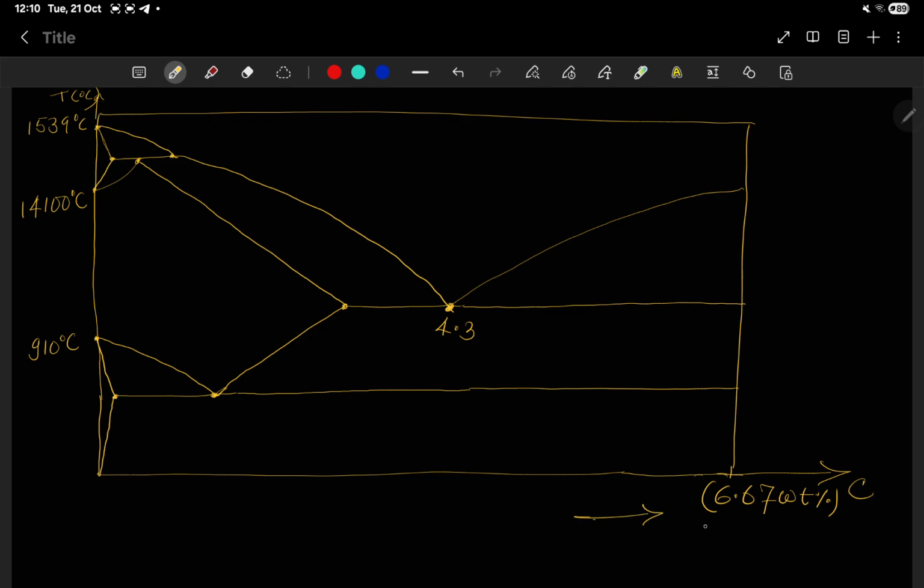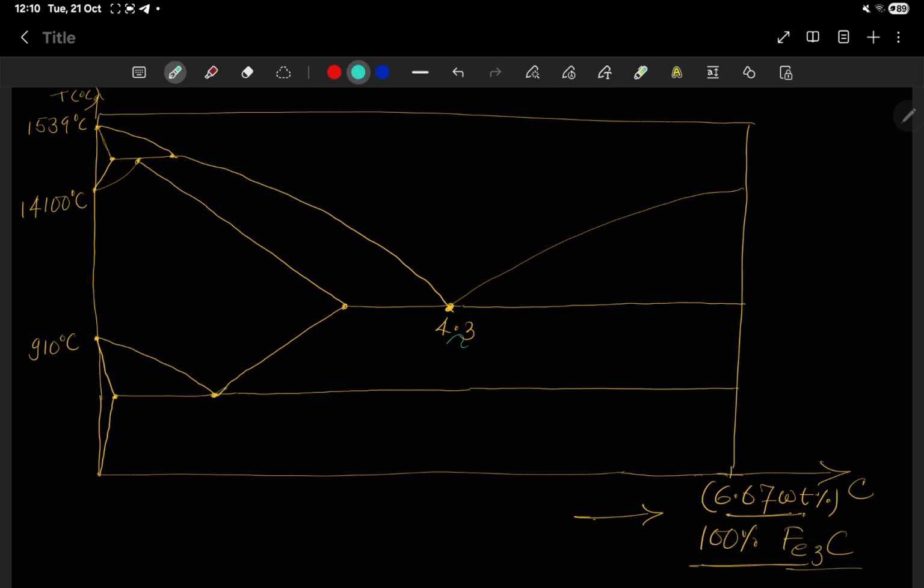And what is happening here, if we add carbon above this weight percent, then no intermetallic compound will form. So the maximum solubility of carbon in iron is 6.67 weight percent. So we take it as 100% Fe3C. This is the intermetallic compound of iron and carbon, right? So let's try to explore it more.